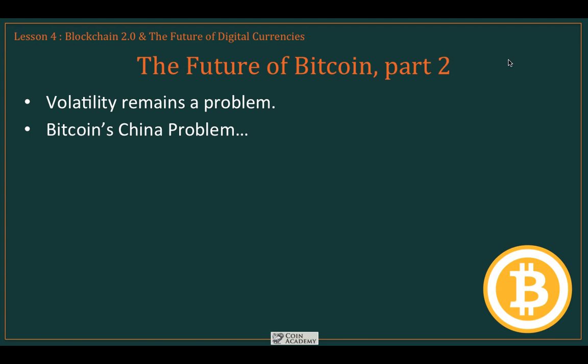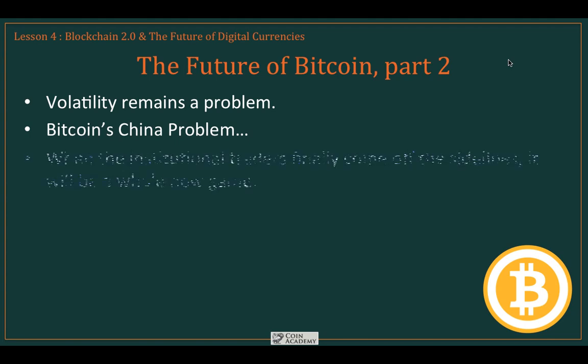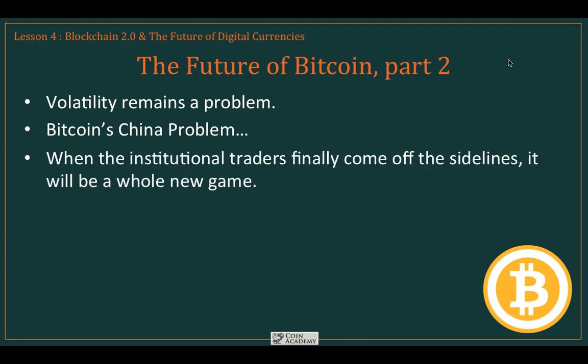China, however, has refused to give its blessing to Bitcoin, and when they did actually say Bitcoin is not approved, there was a big dip in the volume and the value of Bitcoin in the market. Should China ever make a concerted effort to stamp out Bitcoin, it would have a significant negative effect on the trading market. Additionally, whenever the institutional traders finally reach the point where they decide Bitcoin is a good bet and they come in off the sidelines, it's going to be a whole new game, with transaction volumes and valuations going through the ceiling.